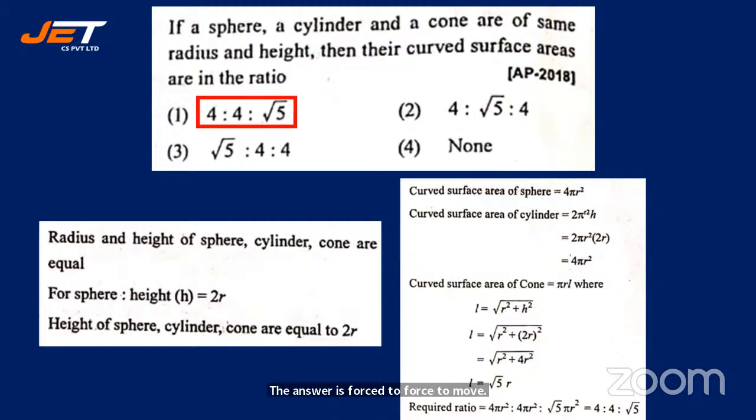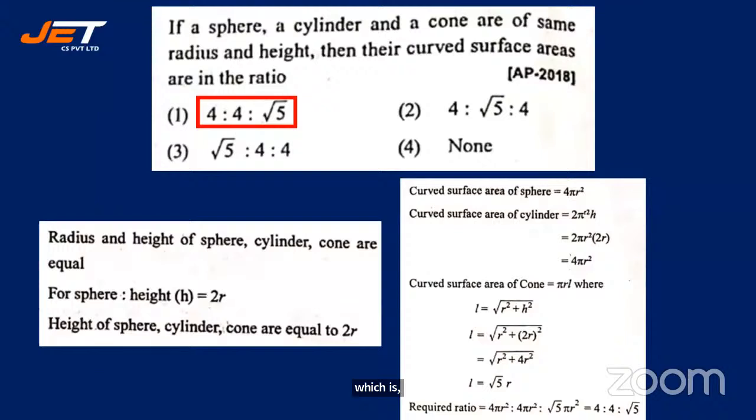The radius and the height of the sphere, cylinder, cone are equal. That's what the question says, isn't it? So for the sphere, the height is 2r. So height of the sphere, cylinder, cone are equal to 2r. Fine. And now let us move on to their curved surface areas. Curved surface area of sphere is 4 pi r square. Curved surface area of cylinder, you have 2 pi r h. So which is 4 pi r square. You are going to substitute the h as 2r.